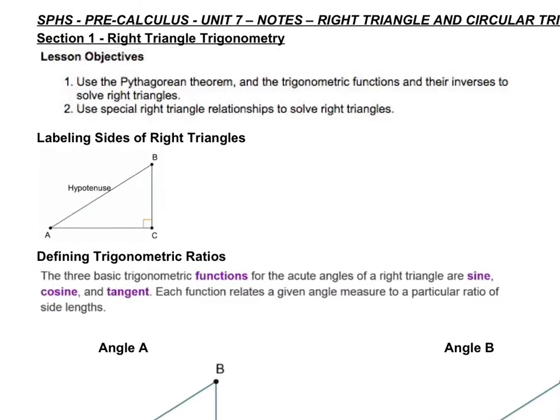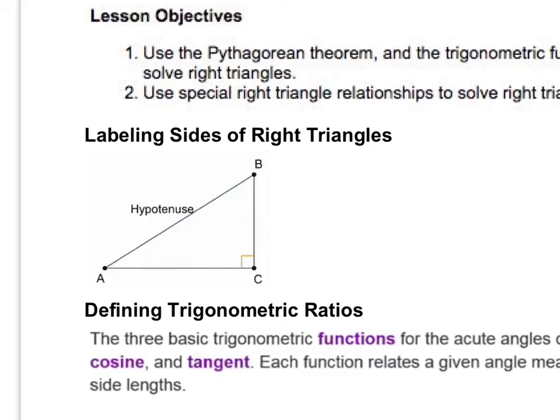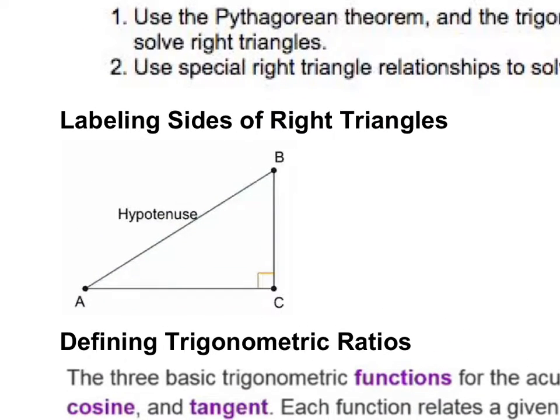Our objectives today: we want to use the Pythagorean theorem and the trigonometric functions and their inverses to solve right triangles, okay? We're also going to use special right triangle relationships to solve right triangles. So let's jump in and talk about labeling sides of a right triangle.